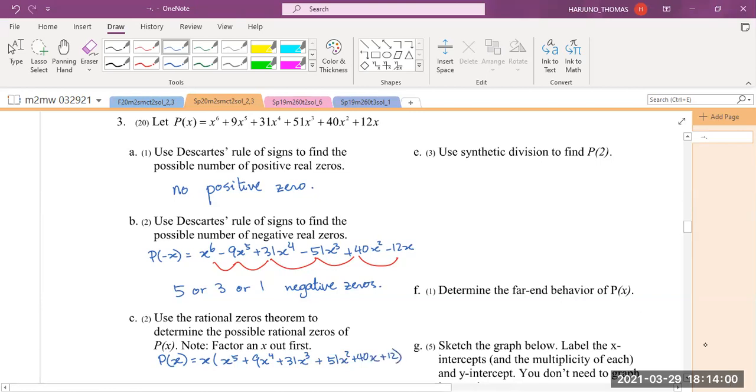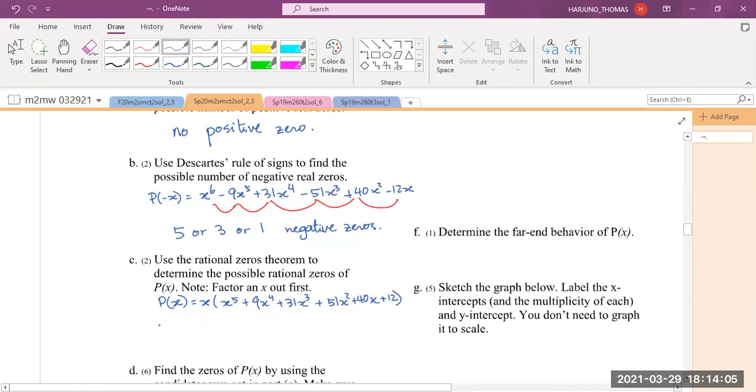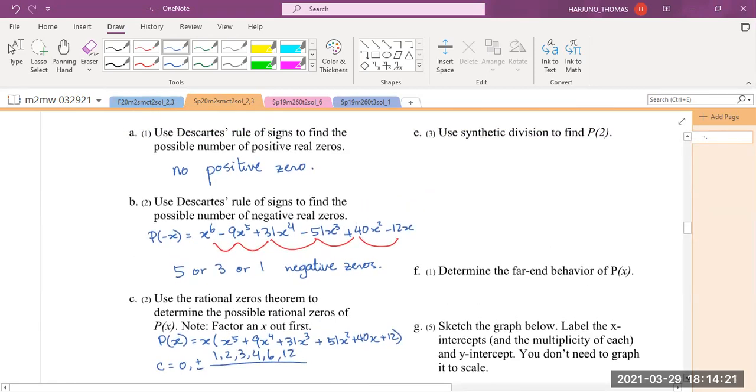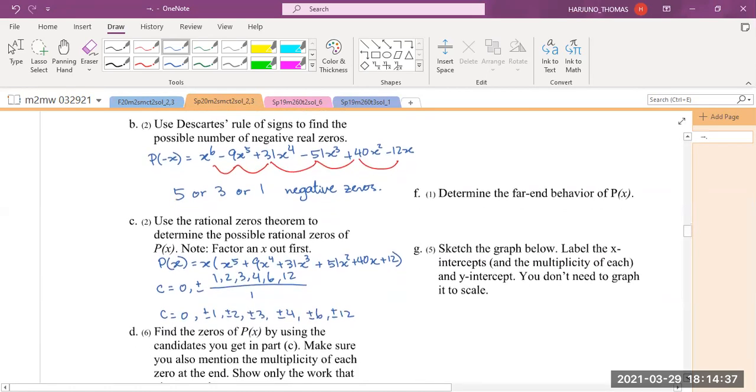Now, 0 is not a positive, it's not a negative number. According to the rational zero theorem, the candidates will be 0 or plus minus the factors of 12 over the factors of 1. Is it right? Yeah, the leading coefficient is 1. So the possible rational zeros are 0, plus minus 1, plus minus 2, plus minus 3, plus minus 4, plus minus 6, plus minus 12. Now we know 0 is a 0.